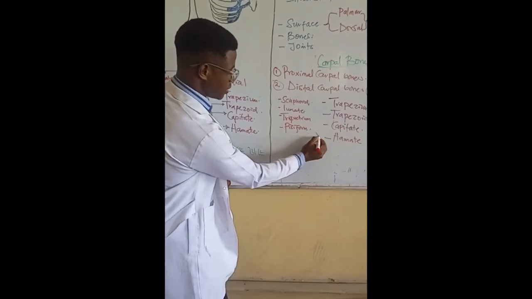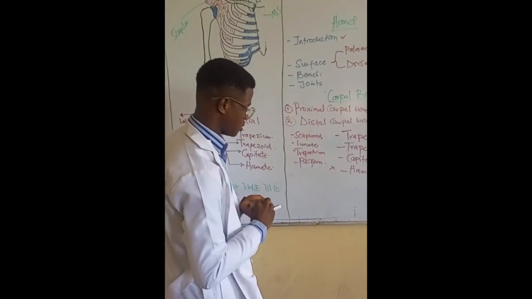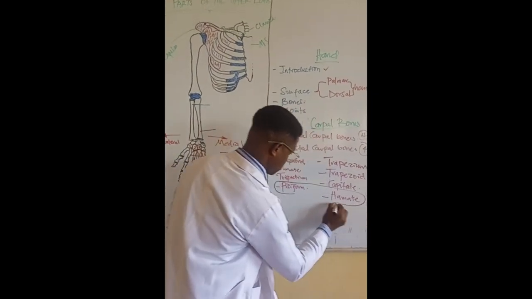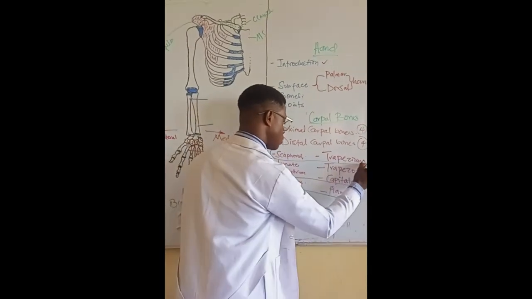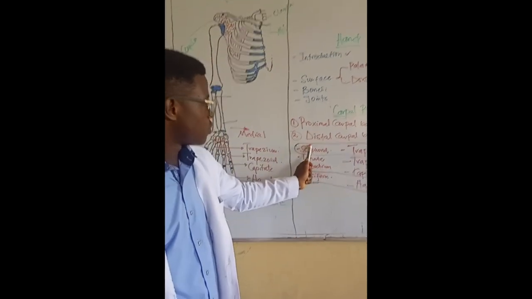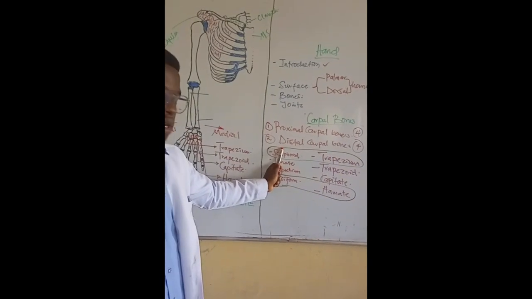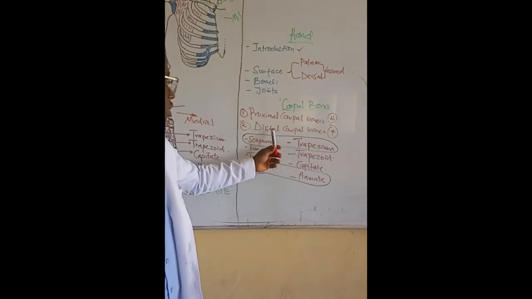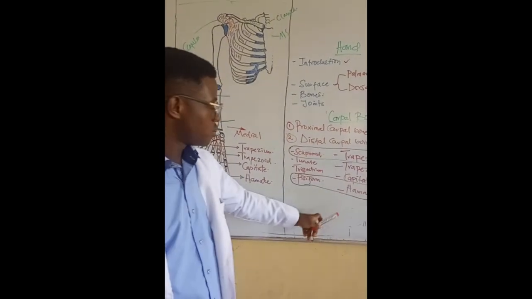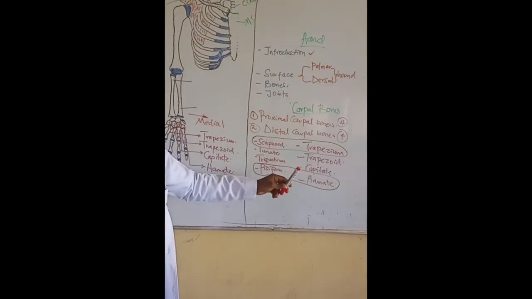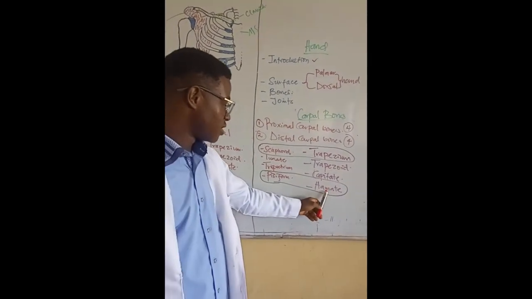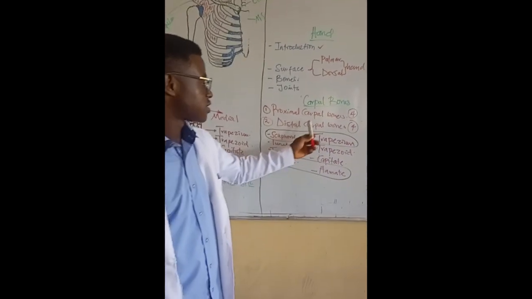So these work together, while these two have the same position. So from the proximal carpal bones, this is the most lateral, while the trapezium is the most lateral from the distal carpal bones. While the pisiform is the most medial from the proximal carpal bones, and the hamate is the most medial bone from the distal carpal bones.